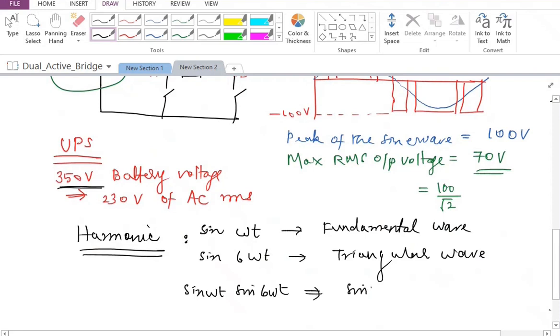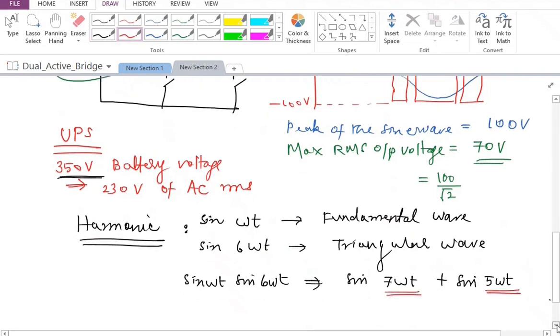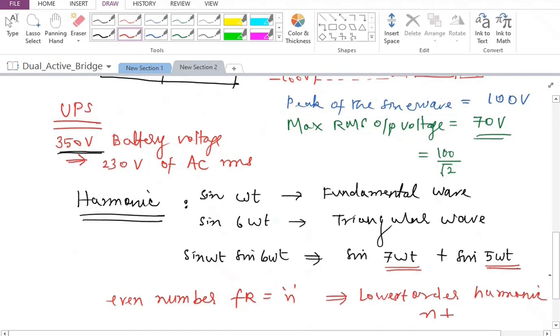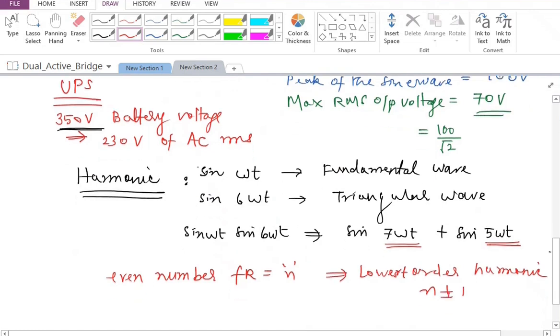So this will be sine a plus b and sine a minus b. So we are going to have sine 7 omega t and sine 5 omega t coming up. So the lowest order harmonic that we are going to see in this particular output waveform, apart from the fundamental, is fifth and seventh. So if I'm going to have an even frequency ratio, which is some n, then the lowest order harmonic present is going to be n plus or minus 1. This is going to be the lowest order harmonic present in this particular output waveform.